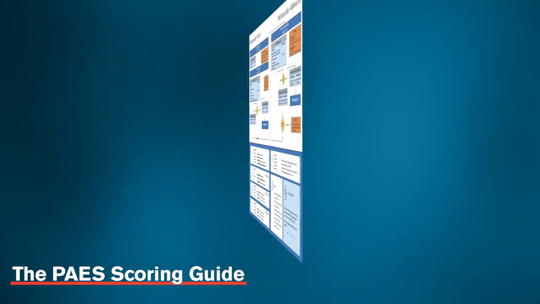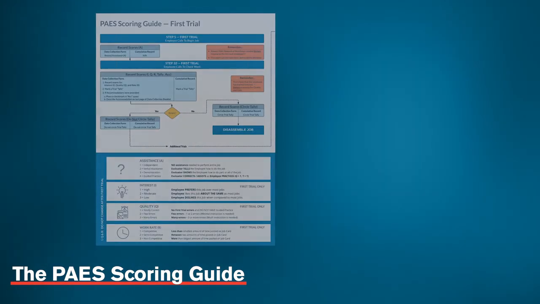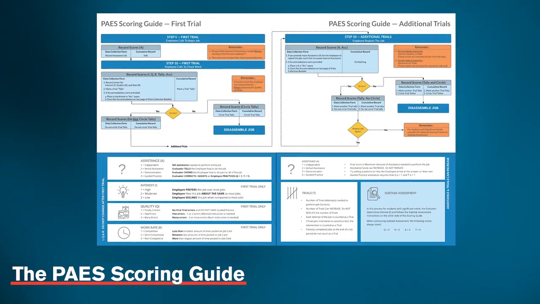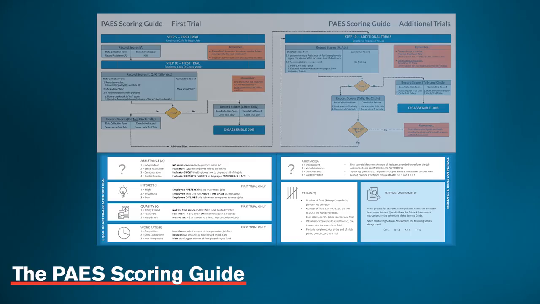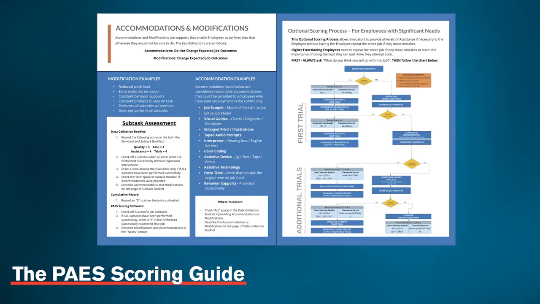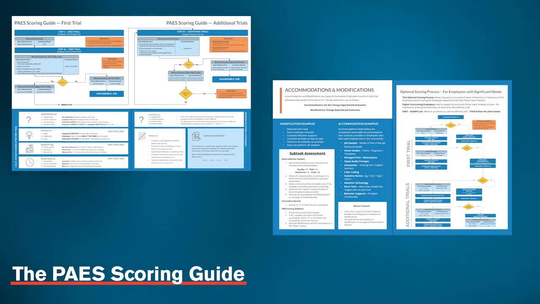The scoring guide is a 4-page fold-out brochure. If you open it up, there are 2 sides. One side includes a 2-page flowchart with scoring parameters underneath. The other side covers accommodations, modifications, and alternative scoring options for employees with significant needs. The scoring guide is designed to help you quickly retrieve the scoring information you need to know at the time you need to know it.